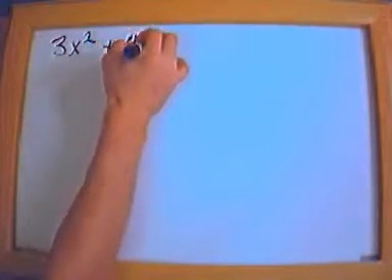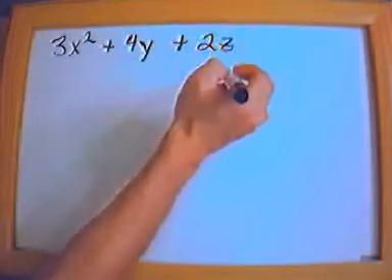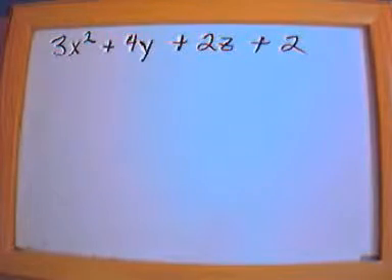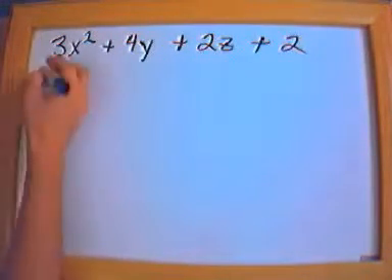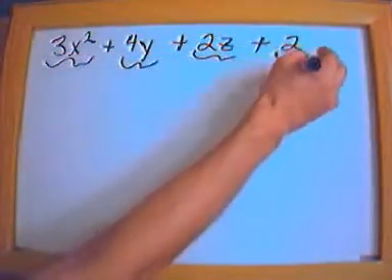3x, I'm just going to throw something in here, y squared plus 4y plus 2z plus 2. How many terms are there in this expression? There are 4 terms. Here's a term, here's a term, here's a term, and here's a term.